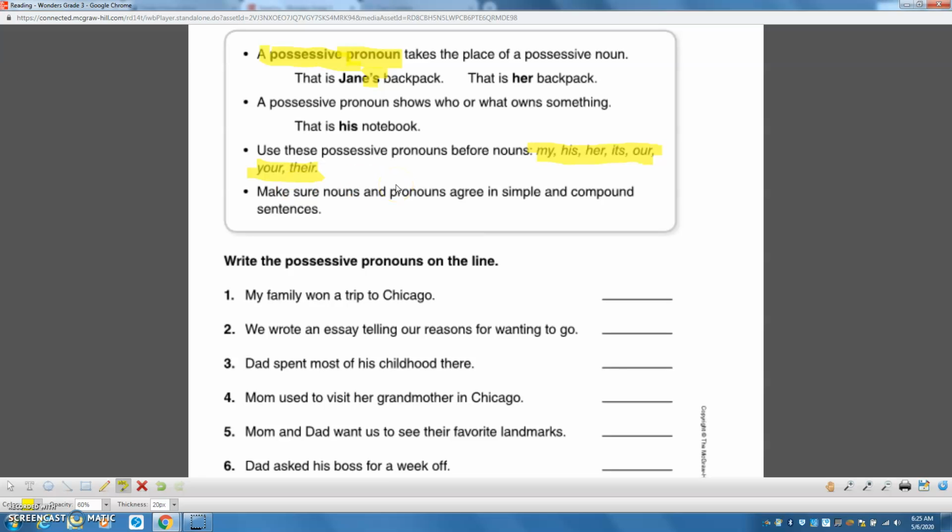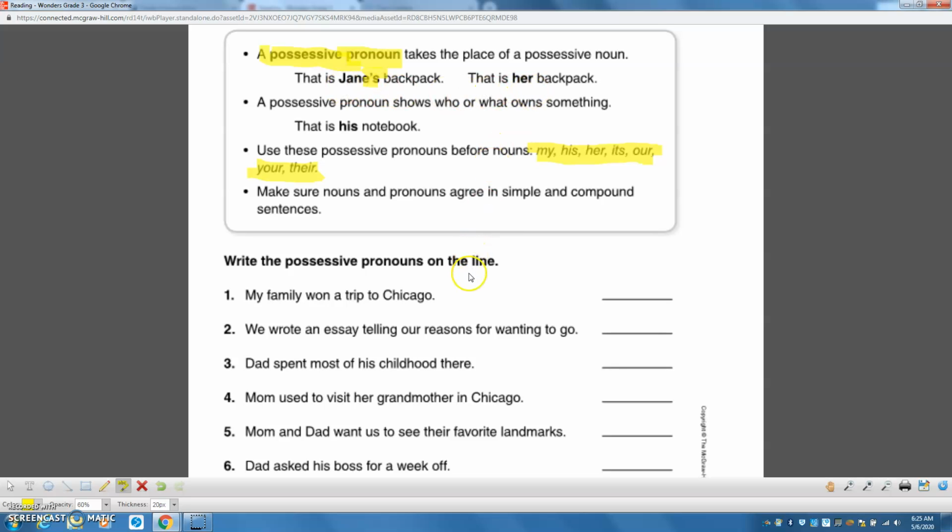So you have to make sure that the noun in the sentence and the pronoun agree. So if I said Jane's backpack, I wouldn't say she backpack. I would say her backpack. They have to agree. Also, I wouldn't say his backpack because Jane is a girl. I would have to say her. So they have to agree.